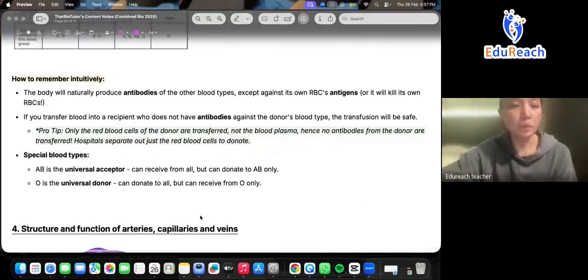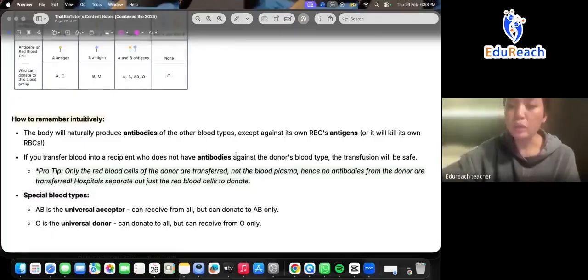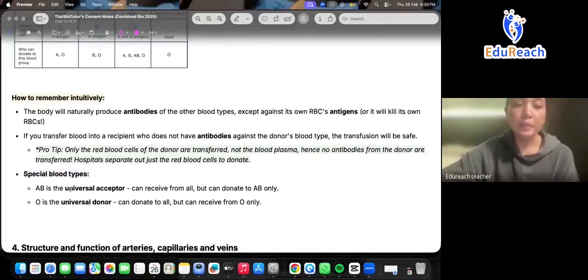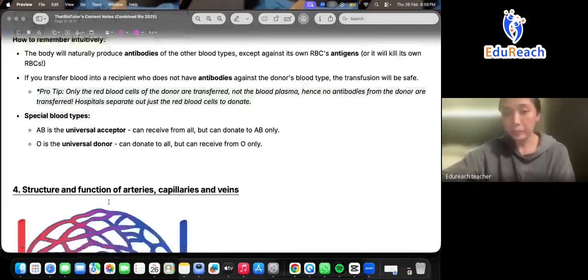Okay, so this one is important. The body will naturally produce antibodies against other blood types, except against its own red blood cell antigens. Otherwise, it would be fatal because it would kill its own red blood cells. So if you transfer blood into a recipient who does not have antibodies against the donor's blood type, the transfusion will be safe. So AB is a universal acceptor, can receive from all but can only donate to AB. O is the universal donor, can donate to all but can only receive from O.